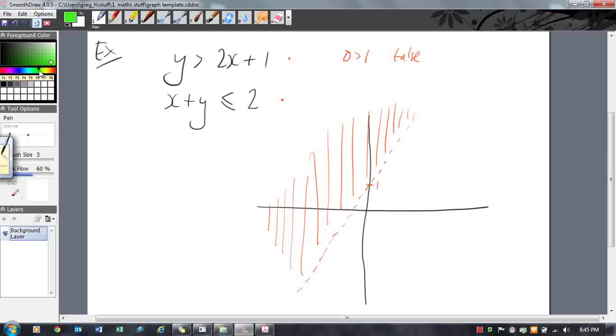I'll do the next one in green. Let's have a look at this second one. x plus y is less than or equal to 2. What does the graph of x plus y equals 2 look like? Well, what would the x-intercept be? The x-intercept is when y is equal to 0, so you have x equals 2. So you'll have this point here, 2, where it's going to be the x-intercept.